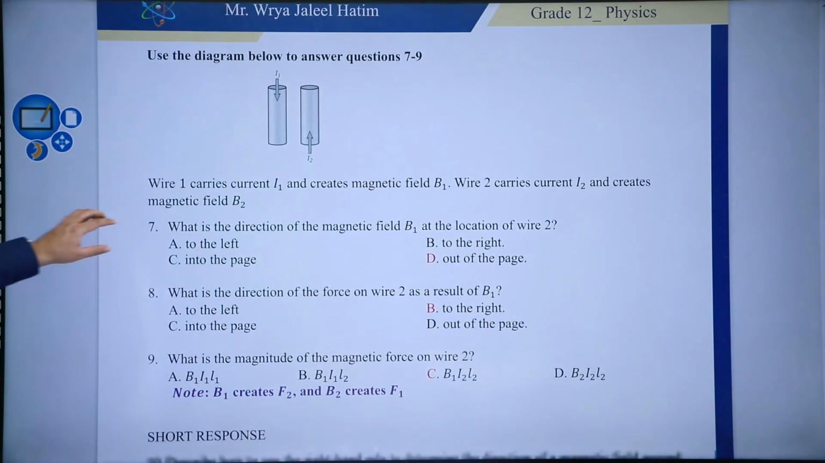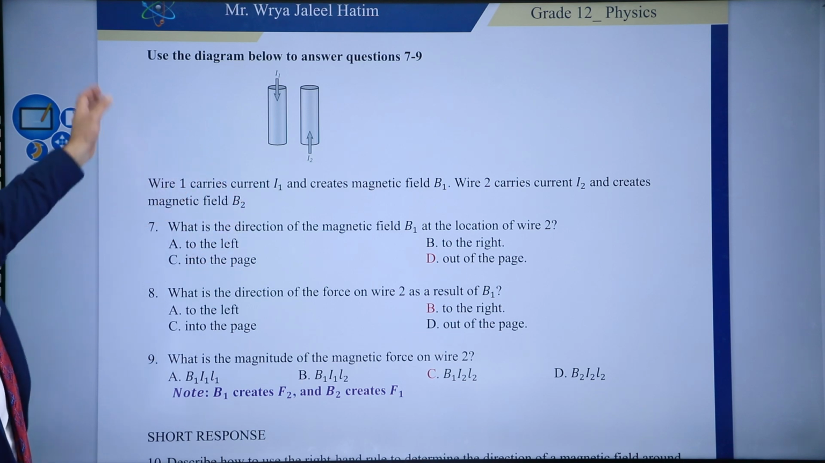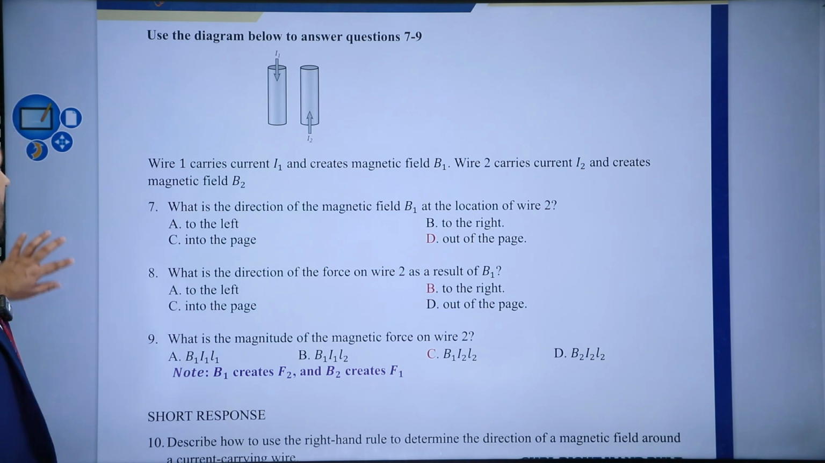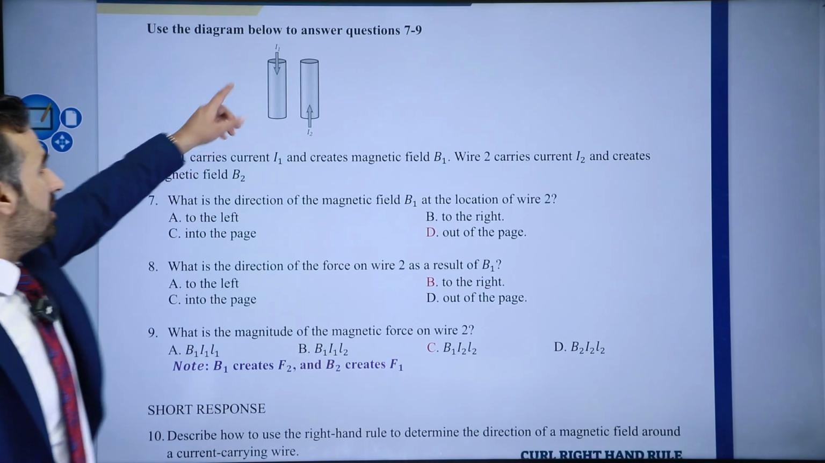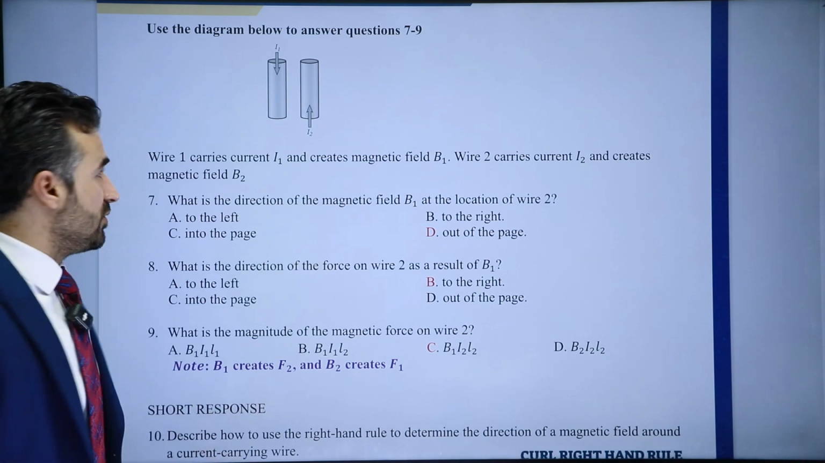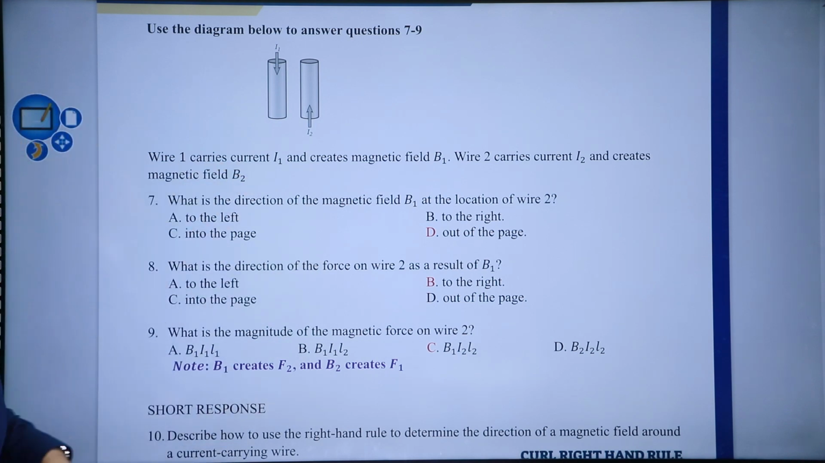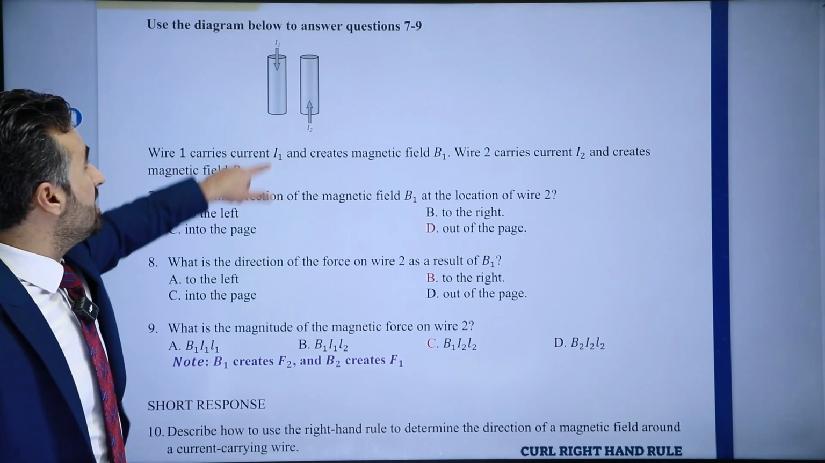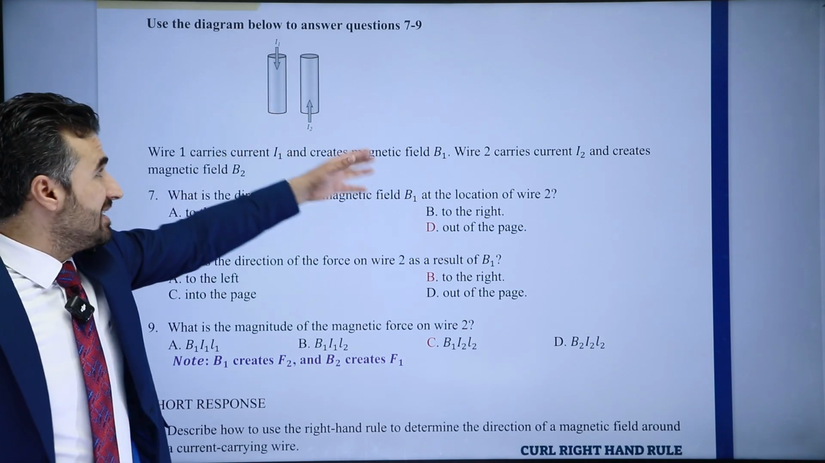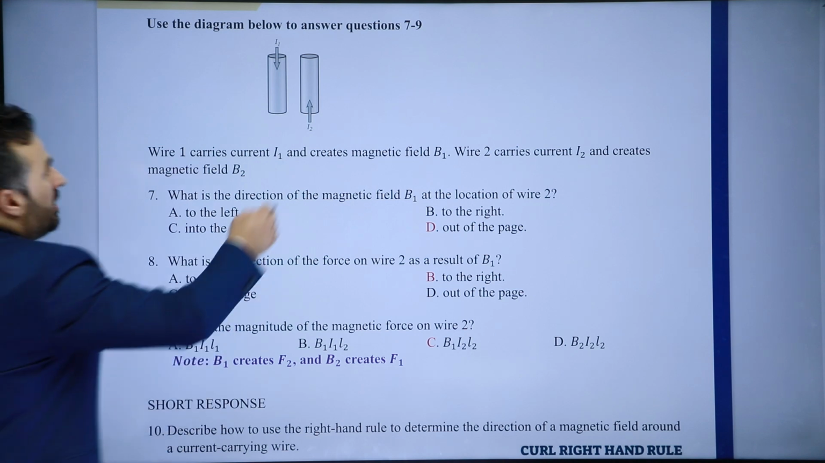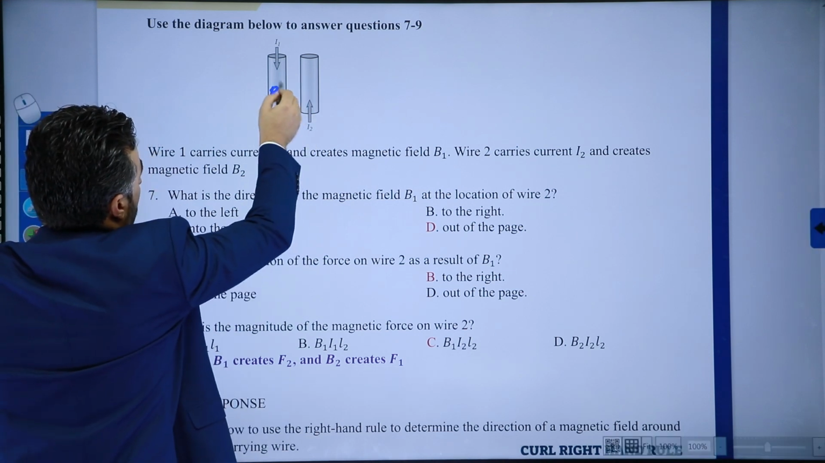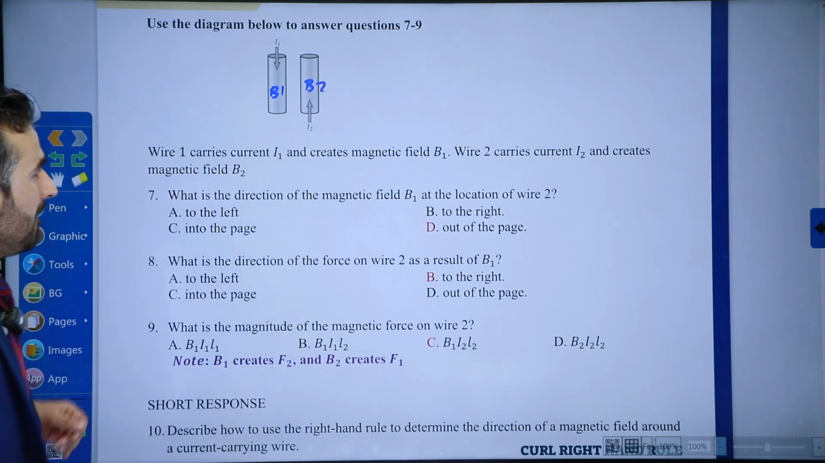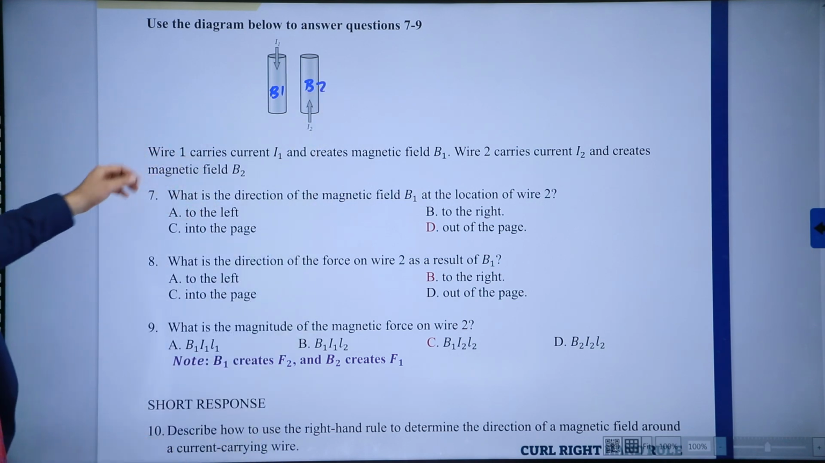Now, another question worth going through is this one right here. It says, use the diagram below to answer questions 7 to 9. The first one says we have two wires, basically, with current in opposite directions. One of them is downward, the other one is upwards. Wire 1 carries current I1 and creates a magnetic field B1. Wire 2 creates a magnetic field B2, with current I2.